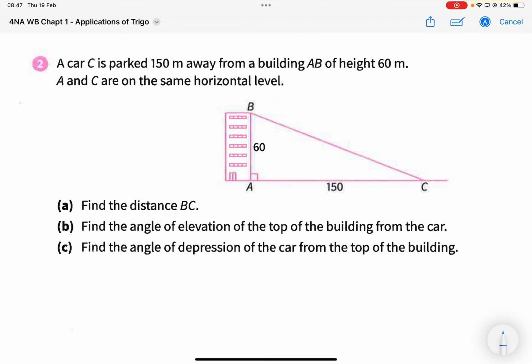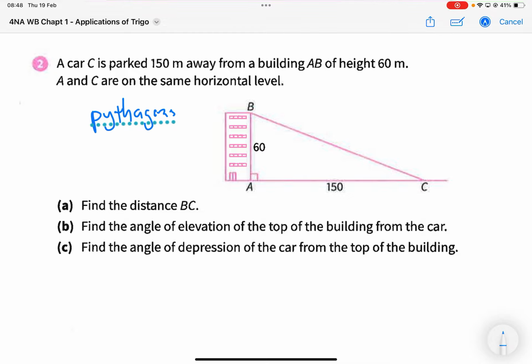Then calculations. Car C is parked 150 meters away from the building. Building AB. So this one is the height. Same, they expect you, or they also draw for you, this is 90 degrees. The height is always 90 degrees to the horizontal. Okay? Find the distance BC. They tell you this building how high, they tell you this distance. So we have a right angle triangle, we are finding distance, so Pythagoras. Right angle triangle here.